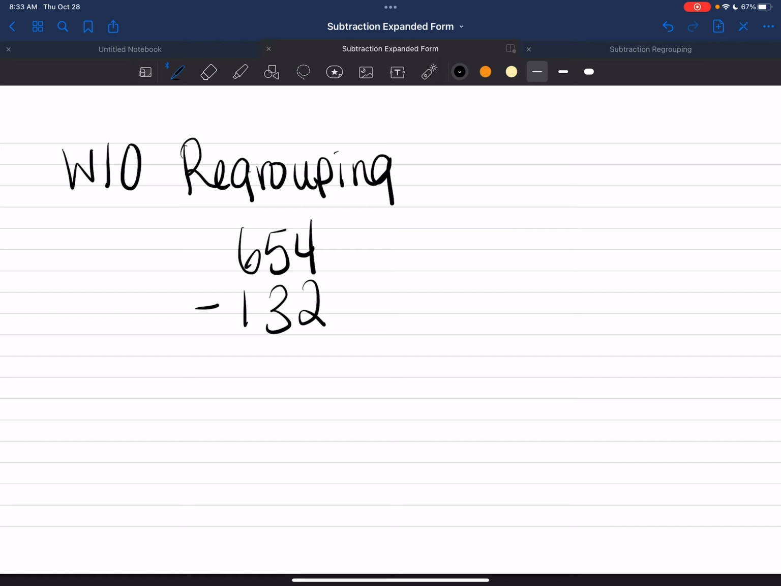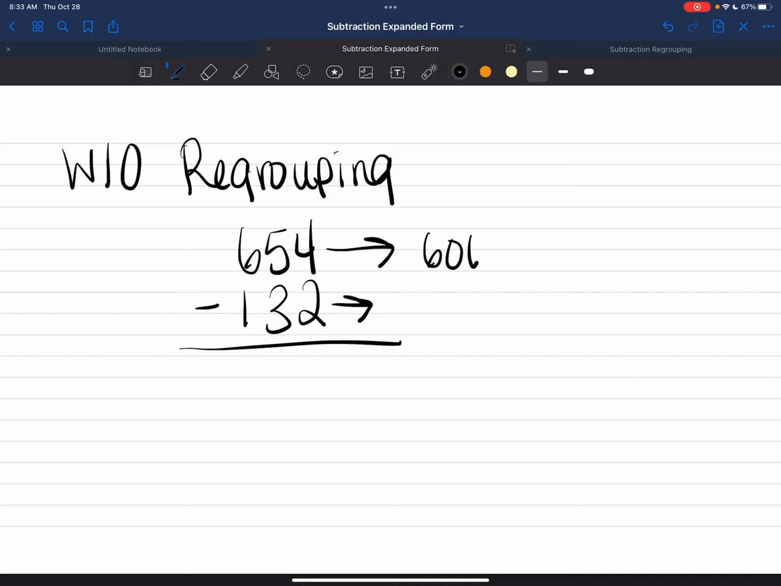We're going to start off using expanded form to subtract 654 minus 132. This problem has no regrouping, so it's pretty straightforward on what expanded form is. It's just like addition, only we're using subtraction. The very first step that you need to take is write your numbers in expanded form.